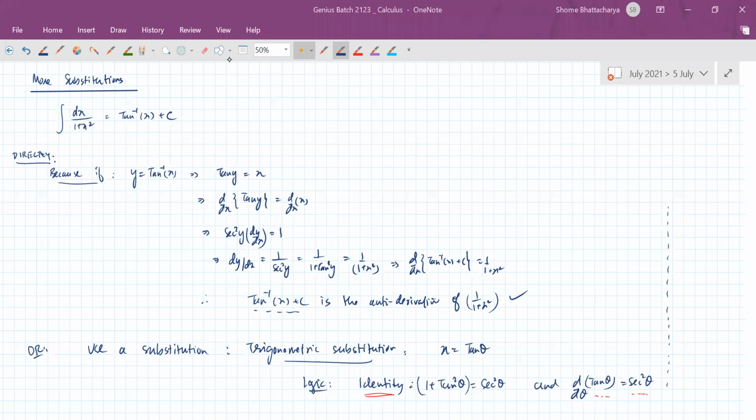Sir, if I was to substitute sec square theta, then I would get a new equation: 1 plus tan square theta is equal to d tan theta by d theta, right? And if I were to integrate, then tan cube theta would be equal to 3.